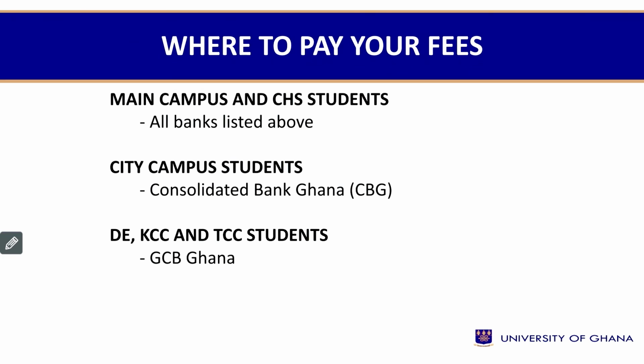Kindly take notes. Students on main campus and College of Health Sciences students are supposed to use all the banks listed above. But if you are City Campus students, you are supposed to use Consolidated Bank Ghana. If you are distance education students or you are at Kumasi City Campus and Takoradi City Campus, then you are supposed to use Ghana Commercial Bank only or their USSD code.